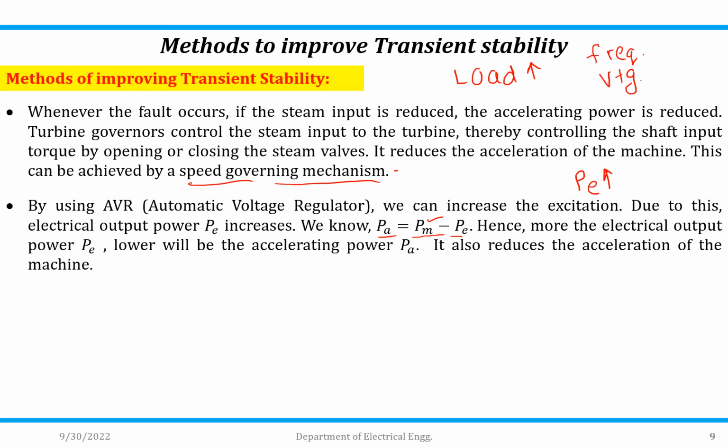So the more the PE, what will happen to the PA? PA will be reducing. That's why PA will become negative. That is nothing but what? It will go into the decelerating area. So therefore it reduces the acceleration of the machine.